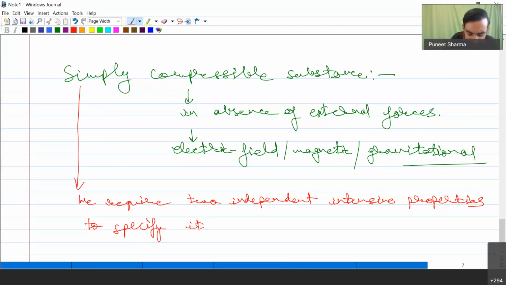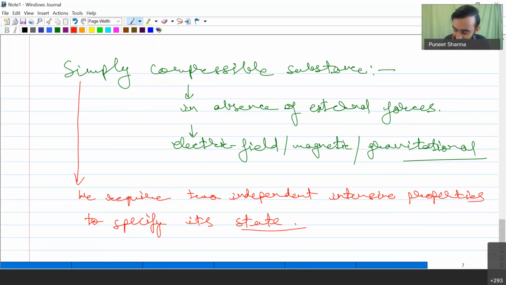Okay, so this is the idea that, as per the state postulate, if we have any system involving a simply compressible substance, we require only two independent intensive properties to specify the state of this particular system. Okay, so let us take an example.